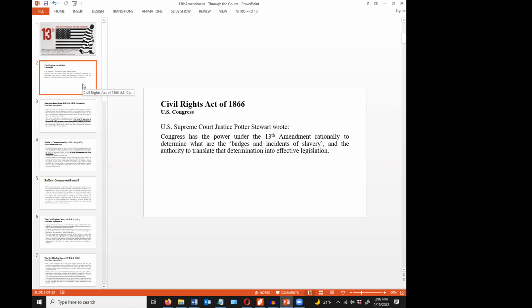But some of the key things that happened right after the enactment of the 13th Amendment, which was December 1865: the Civil Rights Act of 1866 was passed by Congress. And U.S. Supreme Court Justice Potter wrote, when they reviewed it, that Congress has the power under the 13th Amendment rationally to determine what are the badges and incidents of slavery and the authority to translate that determination into effective legislation. So from day one, it was established that Congress is the one who determines how the 13th Amendment should be applied federally and across the country.